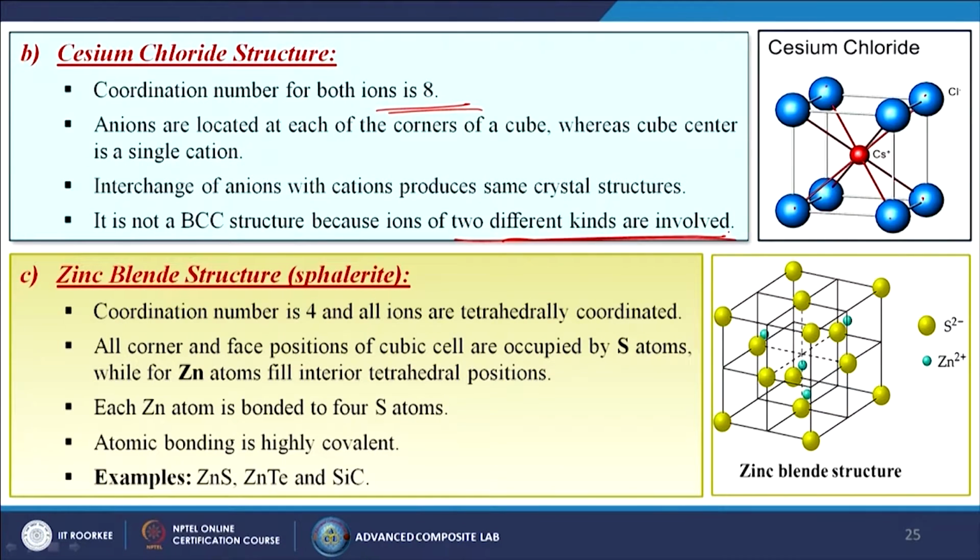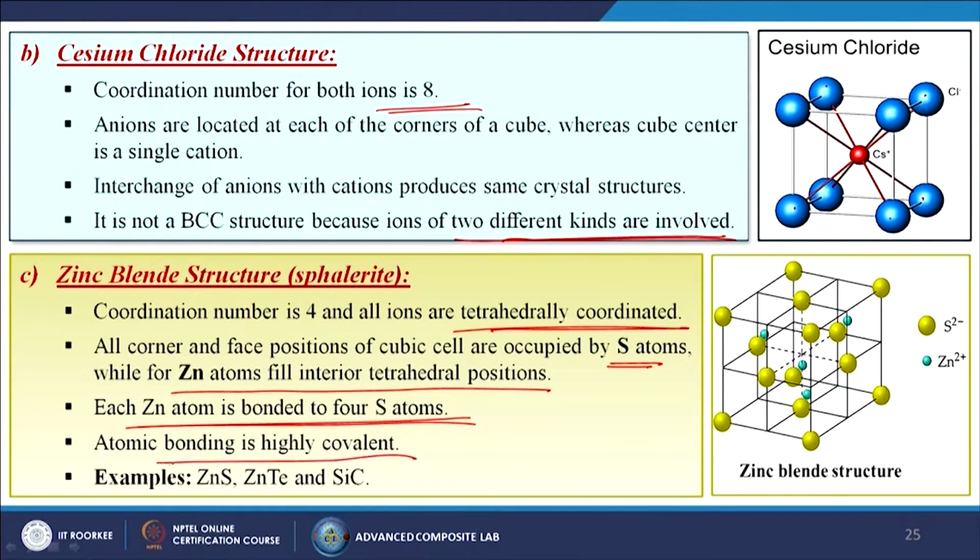Then we are going to discuss the zinc blende structure, or in technical terms we call it sphalerite. So, the coordination number is 4, and all ions are tetrahedrally coordinated. All corner and face positions of the cubic cell are occupied by S atoms, while the zinc atoms fill interior tetrahedral positions. So, the green ones are the zinc atoms and the yellow ones are the sulfur atoms. Each zinc atom is bonded to 4 sulfur atoms. Atomic bonding is highly covalent. What are the examples? Zinc sulfide, zinc telluride and silicon carbide.